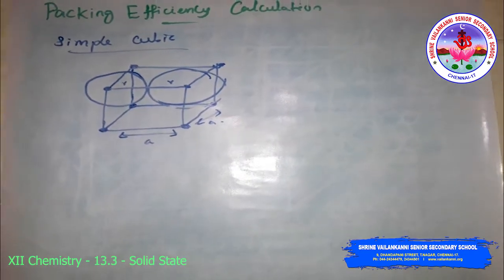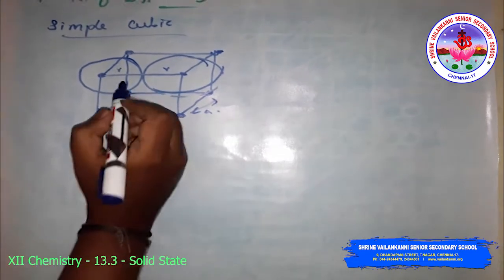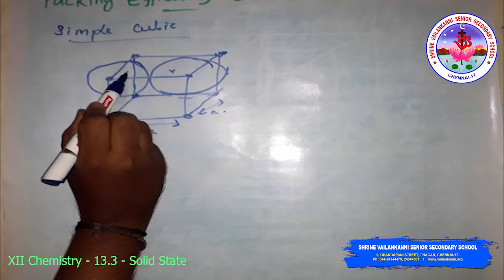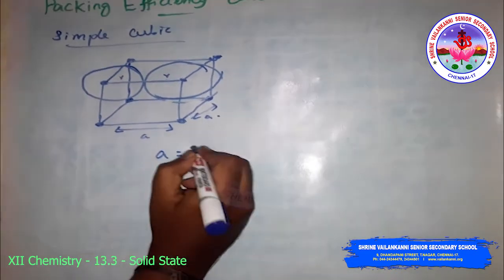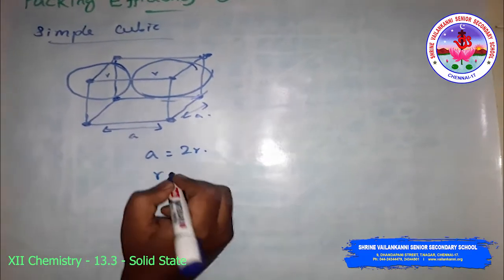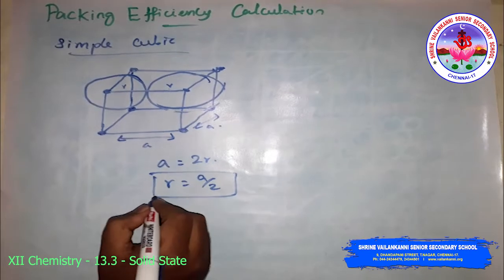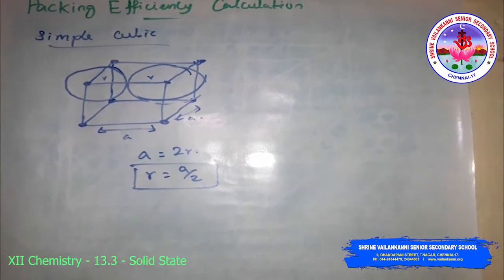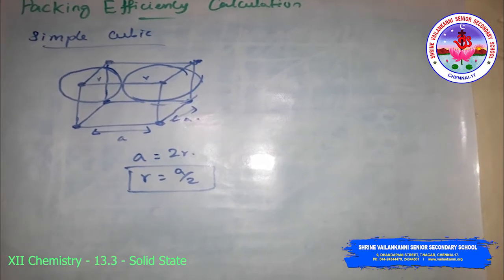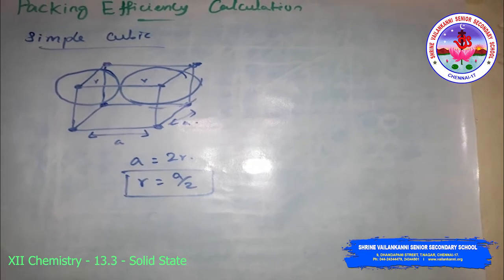Now here edge length A is equal to what? That is this 1R and this 1R, equal to 2R. A is equal to 2R. So R is equal to what? A by 2. Atomic radius for simple cubic, R is equal to A by 2. Now this is the radius of the simple cubic.